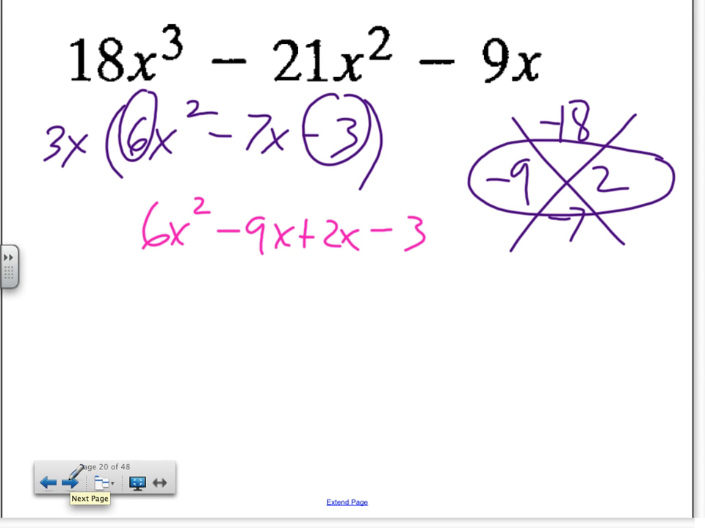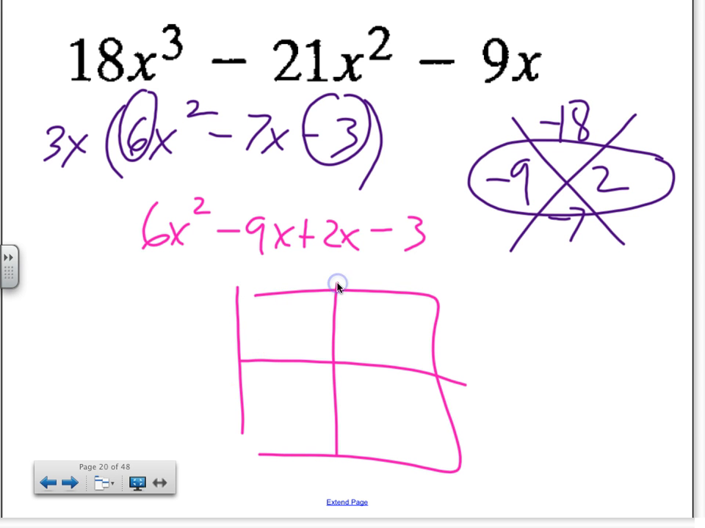What do you think? What do I do with this? Notice how I replace the middle term with the two new factors I found. Once I have this, I put it inside a box, which becomes 6x squared minus 9x plus 2x minus 3. Is there anything in common? 3x. What about this one?